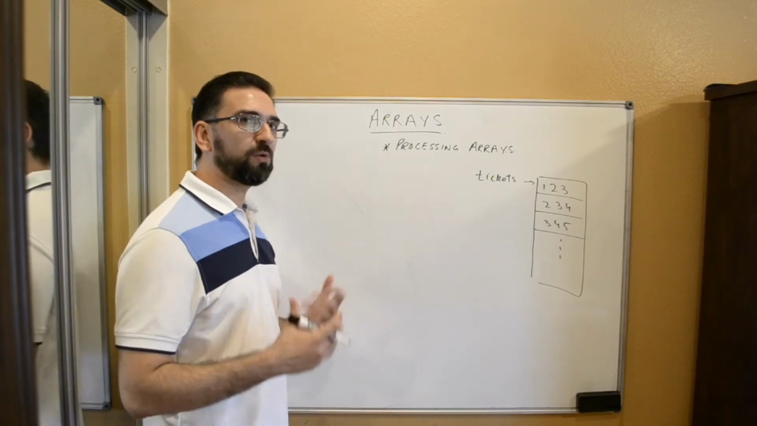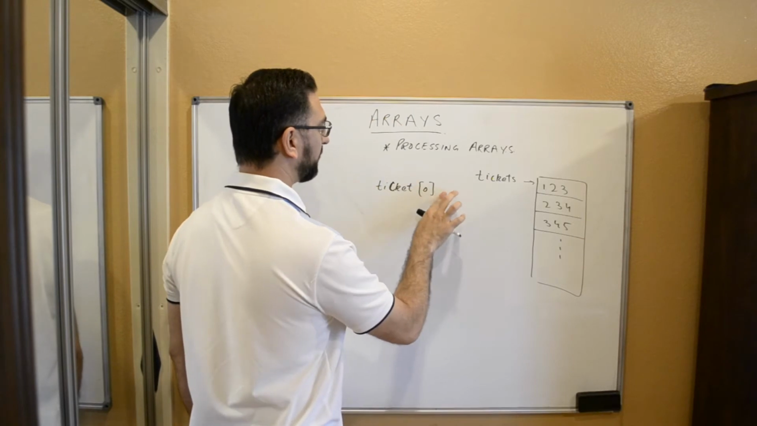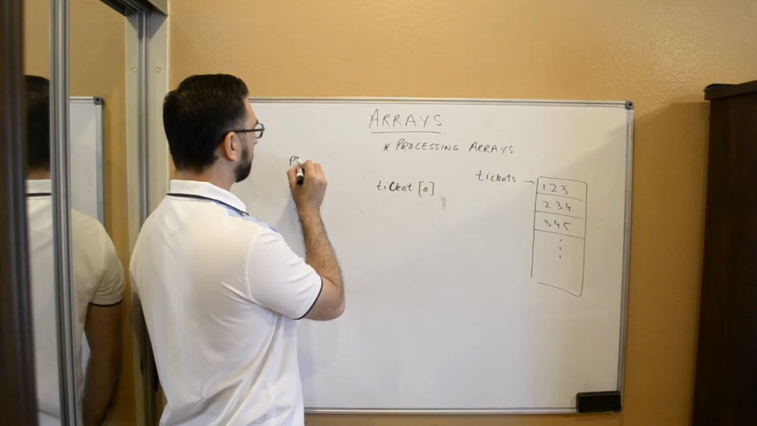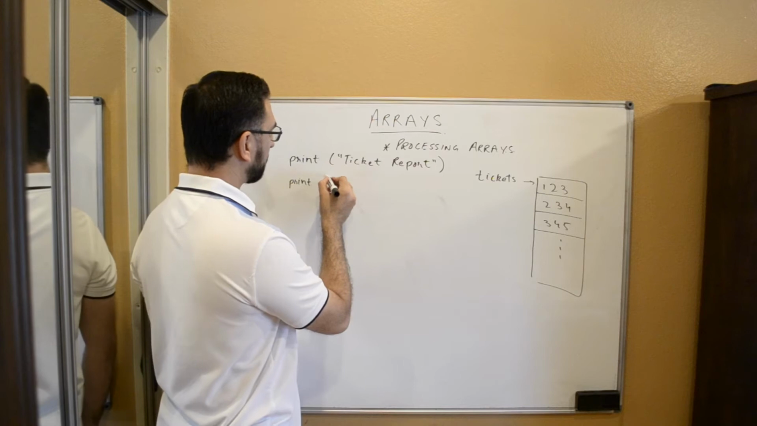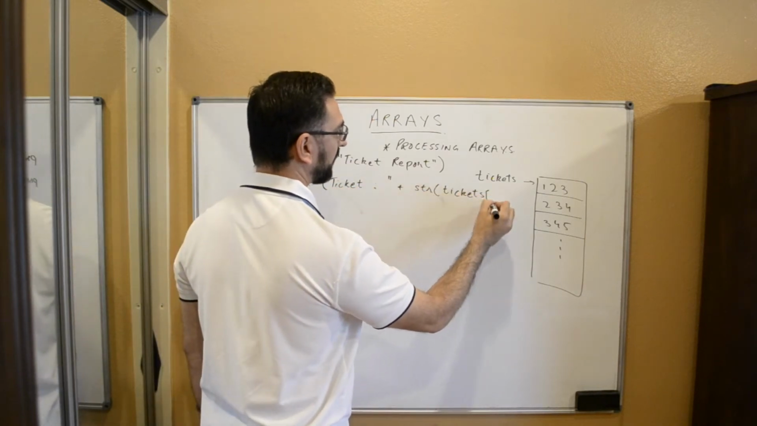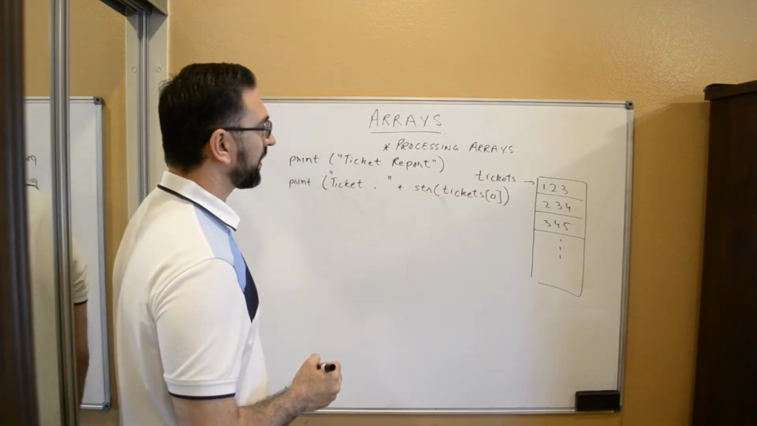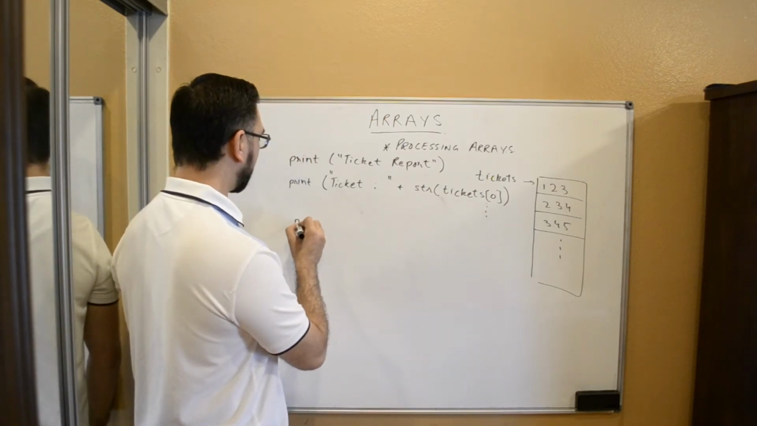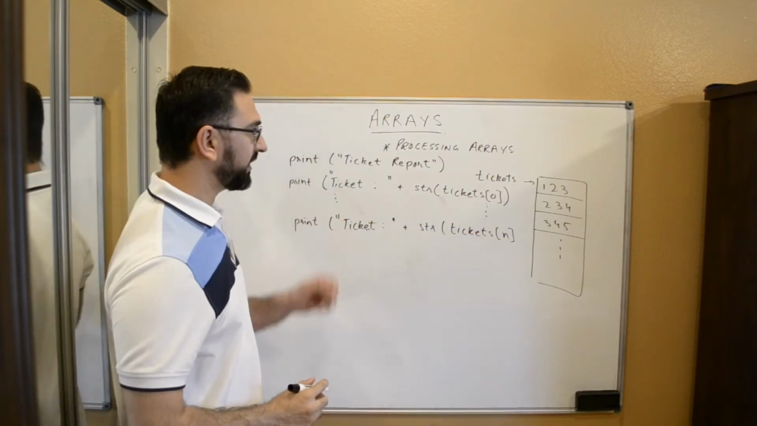Now one way to do it would be that we go through all the indices from 0 and we print them out. Let's suppose we want to generate a report, and then we print out all the ticket numbers, and we access it using the index of the ticket. Now, obviously, in order to do that, we have to generate a lot of print statements. Now, it's not practical to do that.